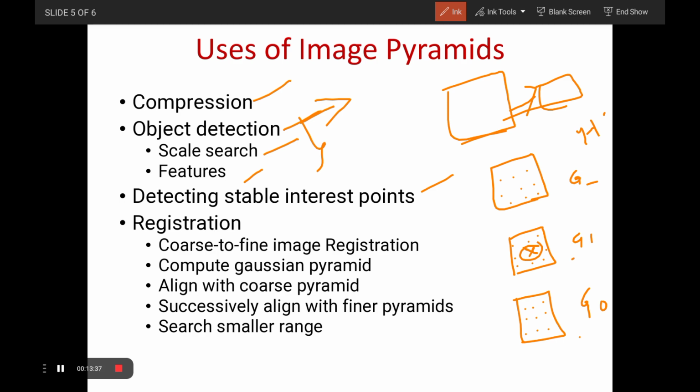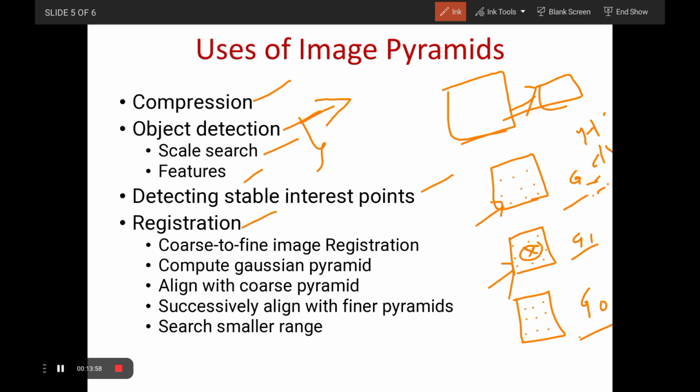G1, G2 and G0 images are obviously different in size also, because they are scaled images. So G1 is sigma times k, or sigma squared times k, 2k and so on. So that is detecting the stable points, with respect to scale and size also.